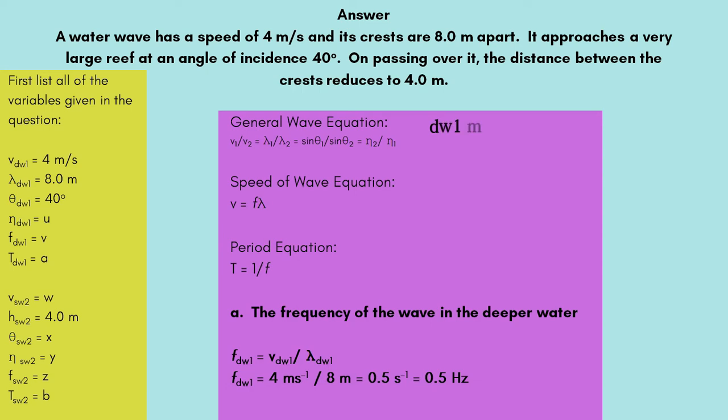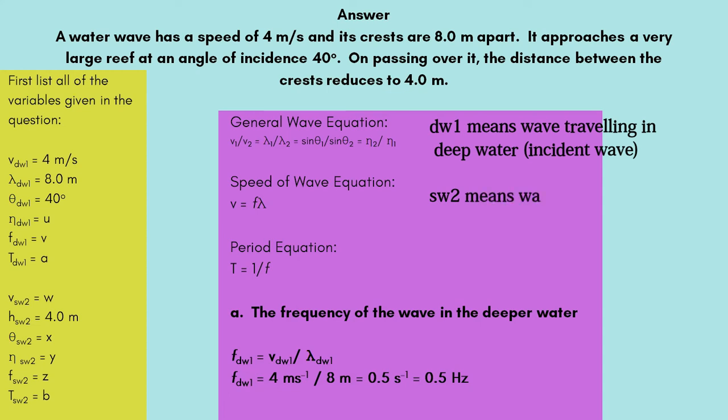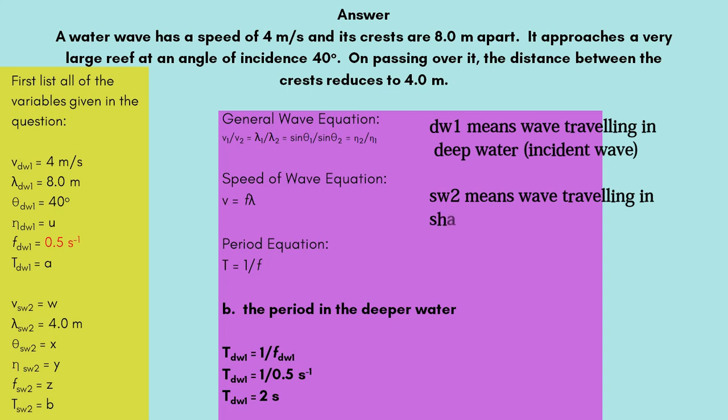Okay, first of all, you want to list all the variables that you were given as are listed here. And then you want to write down some equations that you think you may need. Moving from there, we answer the question as is. So the frequency of the wave in the deeper water. We are given the velocity of the wave that is traveling in the deep water, and we're also given the wavelength. So it's best to use the speed of wave equation to solve this question, and we get 0.5 per second or 0.5 hertz.